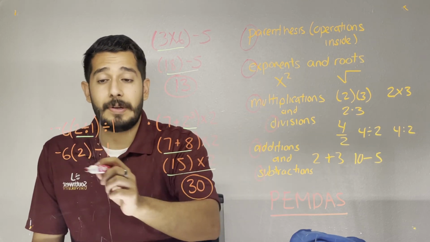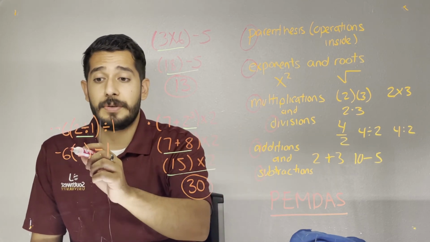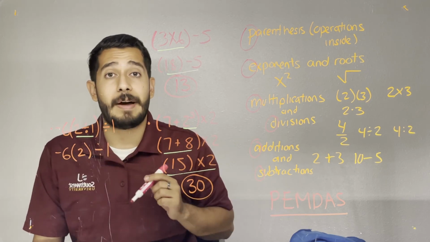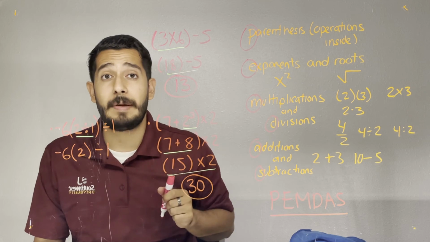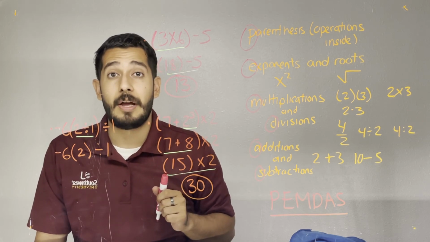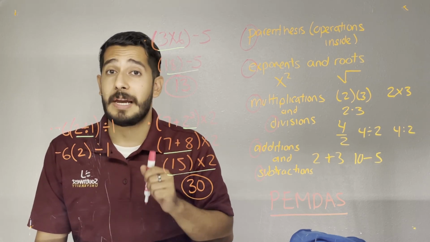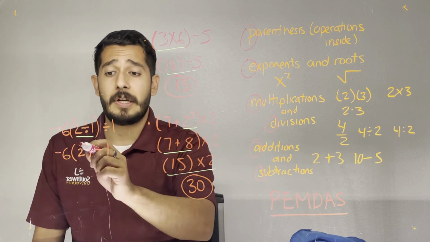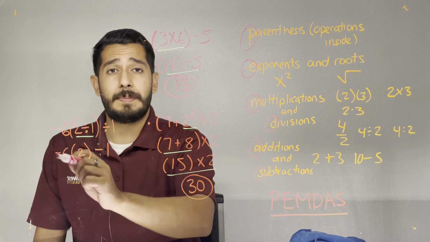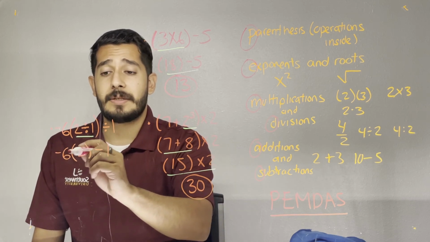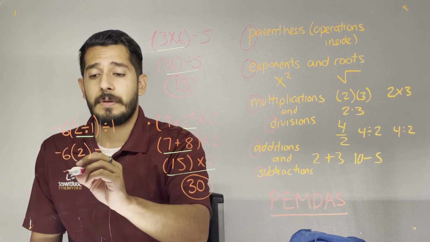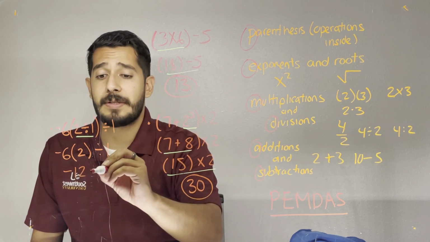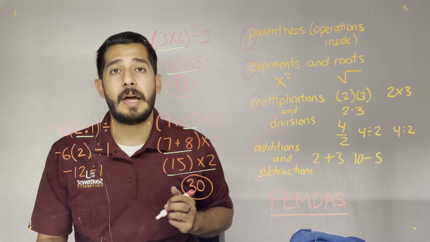So in this example, I have two options. I can do -6 times 2, or I can do 2 divided by 1. Only one of them is going to give the correct answer. So you have to start doing those multiplications and divisions left to right. Whatever happens first, in this case, is a multiplication. So -6 times 2, that's going to be -12. Everything else on the expression remains the same.